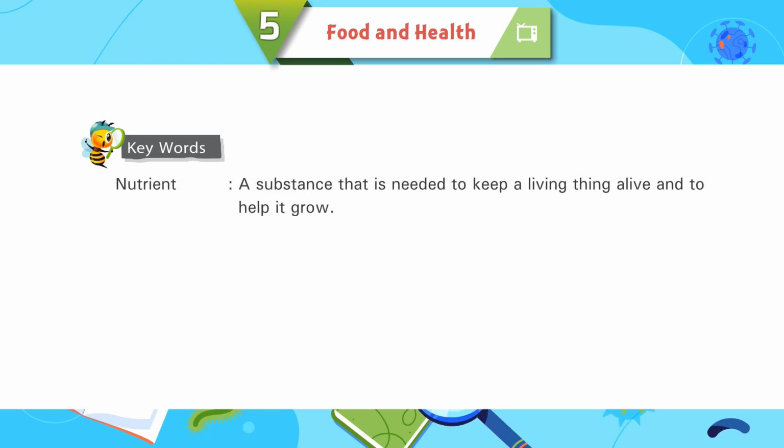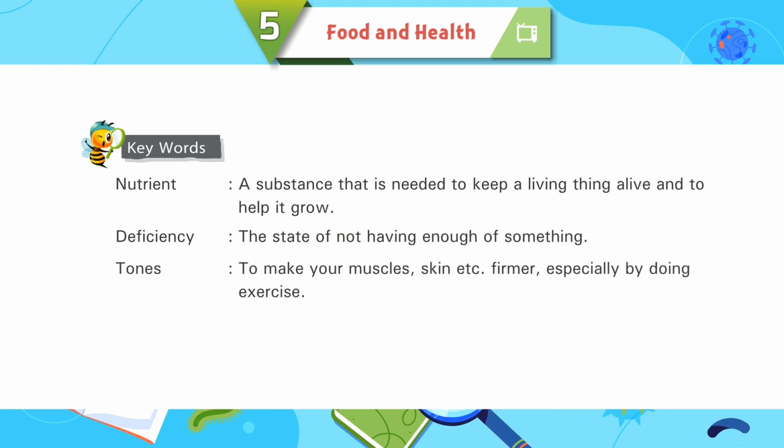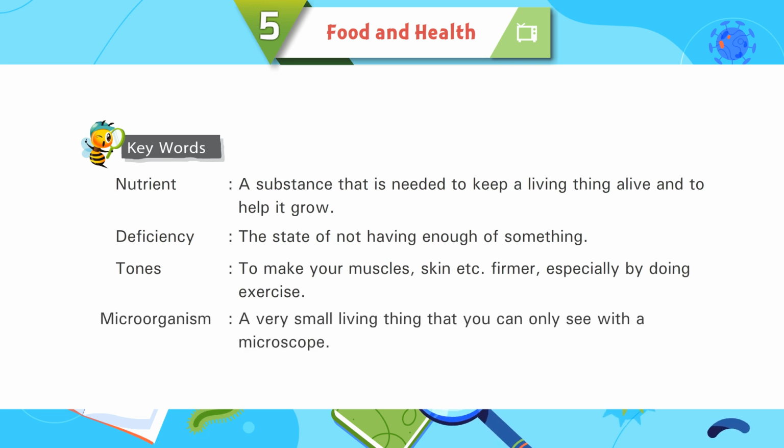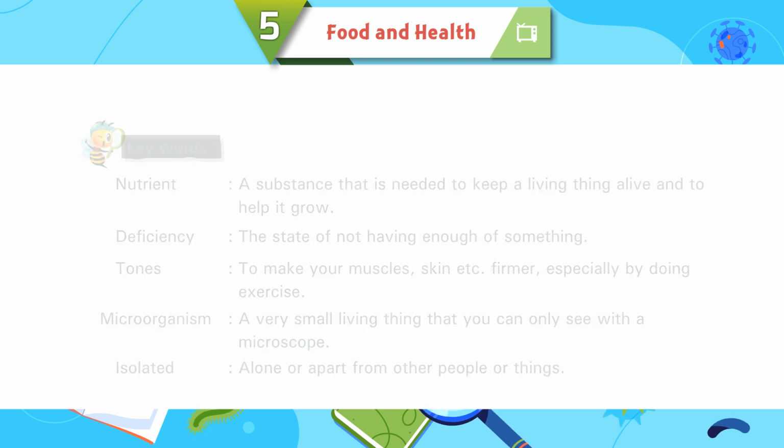Keywords. Nutrient: a substance that is needed to keep a living thing alive and to help it grow. Deficiency: the state of not having enough of something. Tones: to make your muscles, skin, etc. firmer, especially by doing exercise. Microorganism: a very small living thing that you can only see with a microscope. Isolated: alone or apart from other people or things.